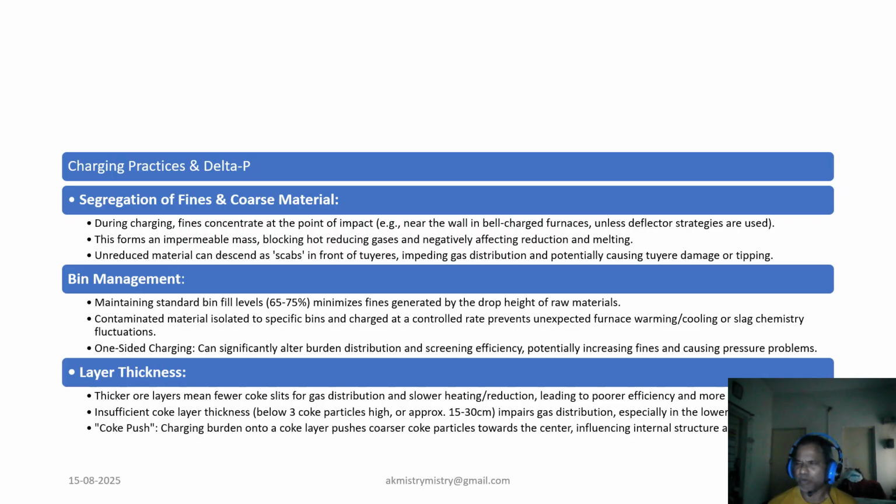Improper bin management or uneven charging can cause scabs, hanging, and pressure spikes in totality, as we know. So all these factors together can create a really big problem. Even layer thickness affects the gas distribution and heating also.